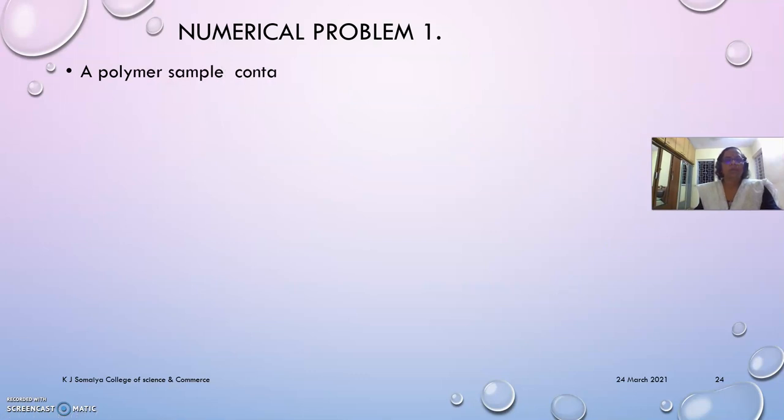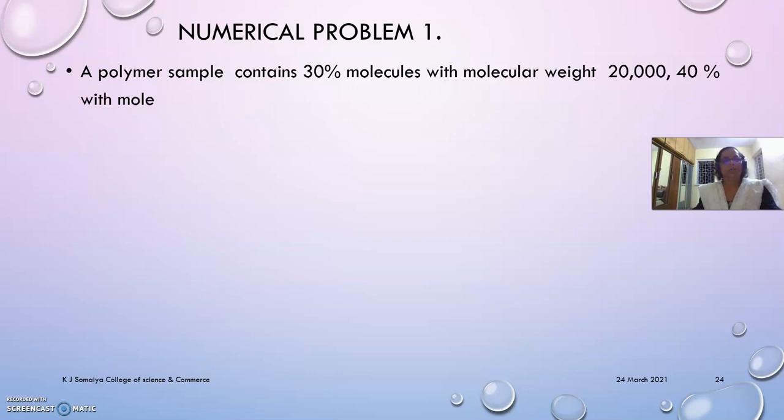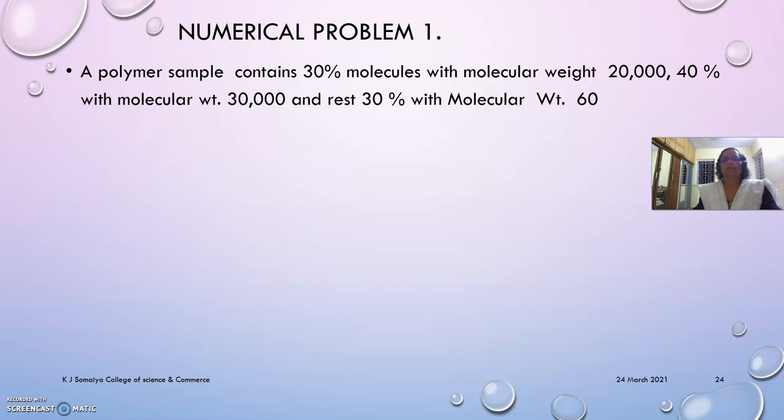A polymer sample contains 30% molecules with molecular weight 20,000, 40% with molecular weight 30,000 and the rest 30% with molecular weight 60,000. Calculate the number average molecular weight and weight average molecular weight for the given sample.